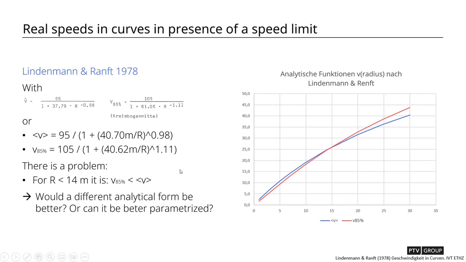Then I observed a problem with these two functions, namely that at small radii, smaller than 14 meters, the 85% speed gets smaller than the average speed. That's of course nonsense. And the other problem I had is that Lindenmann and Ranft didn't give a function for the 15% value. But of course, while for safety considerations the fast drivers are most relevant, for traffic planning it's the slower drivers who might cause delays for other drivers.